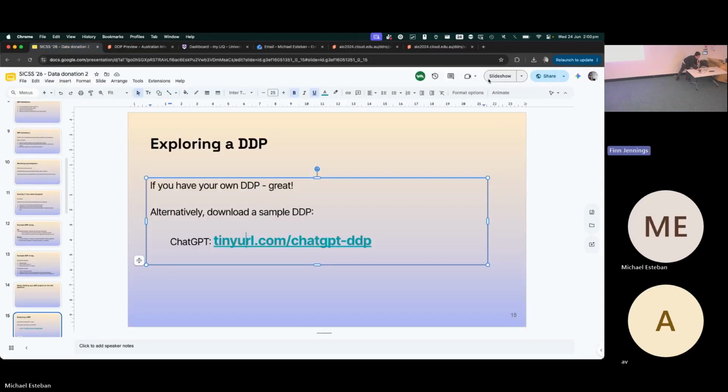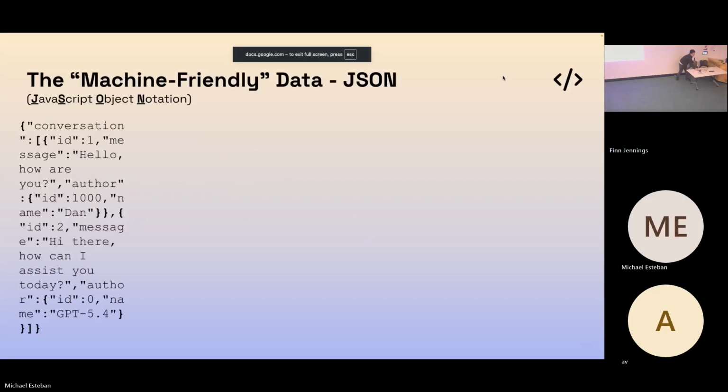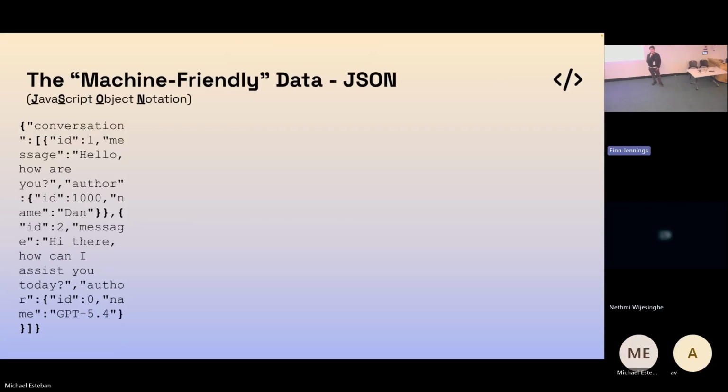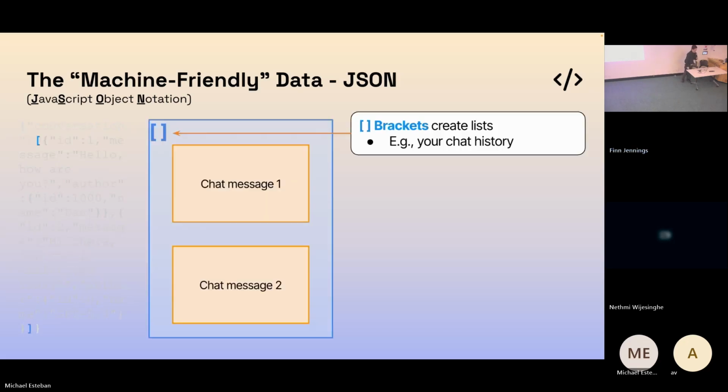Now going back to the slide. So JSON stands for JavaScript Object Notation. It is originally used by programmers to send data between, well, different computers. And a JSON file typically looks something like that. You have some text, you have some brackets, and each of these symbols has a meaning. So let's start with the bracket. It creates a list. So let's say you have a conversation history that contains many messages. All of these messages can fit into a list, and that would be wrapped by a bracket.